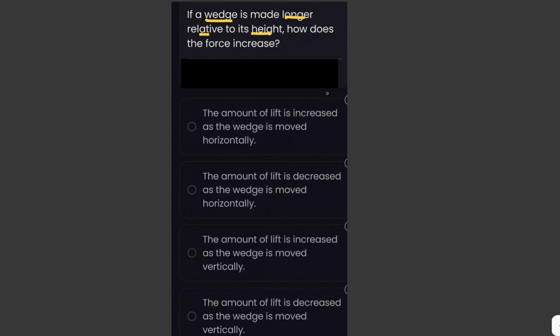Therefore, the answer here is the amount of lift is decreased as the wedge is moved horizontally. So this should be the answer here.